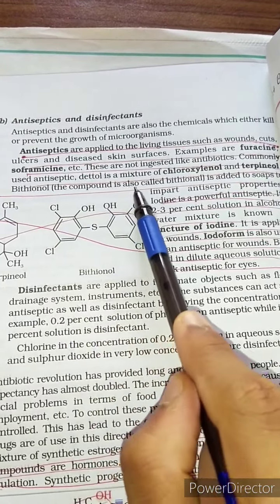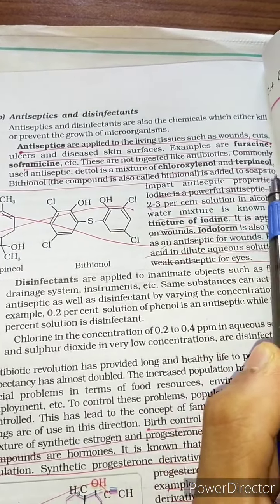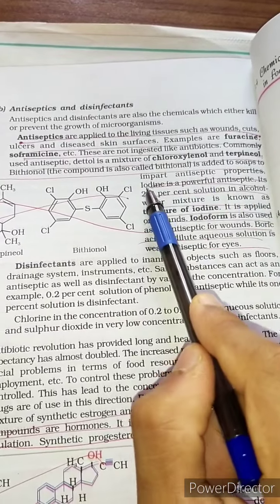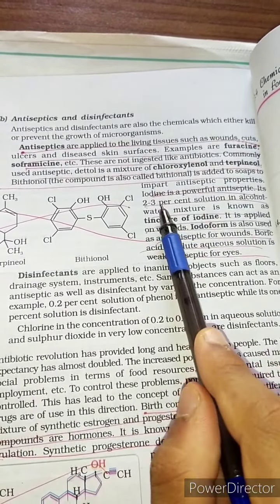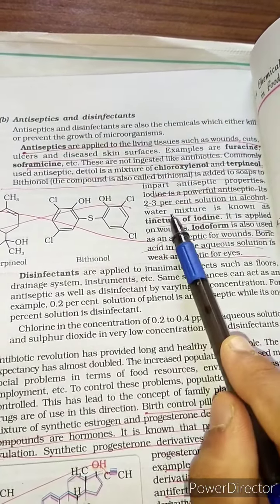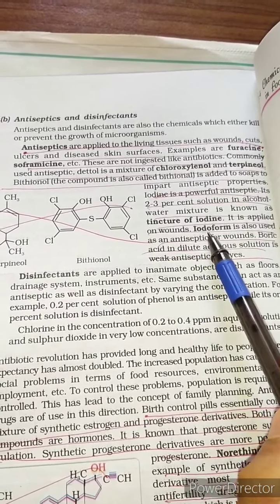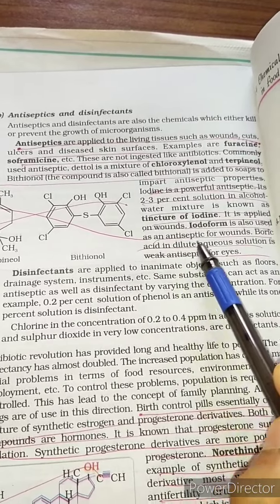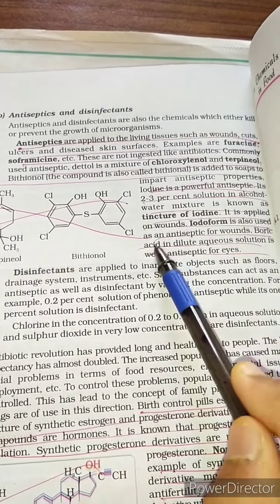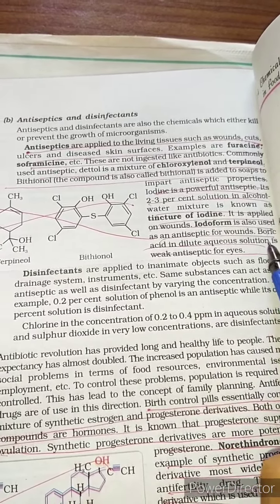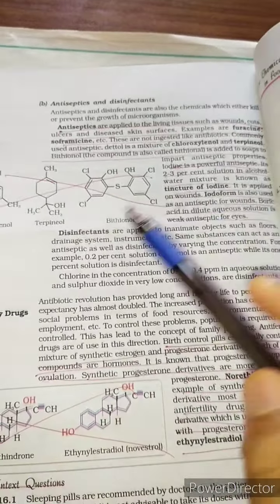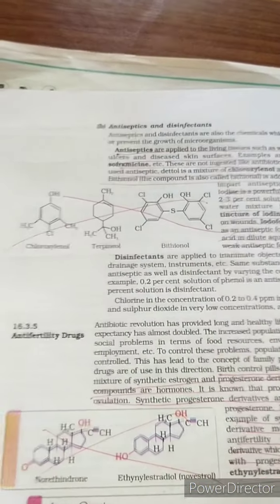Bithionol is added to soaps to impart antiseptic properties. Iodine is a powerful antiseptic. A 2 to 3% solution of iodine in alcohol-water mixture is known as tincture of iodine. It is applied on wounds. Iodoform is also used as an antiseptic for wounds, and boric acid in dilute aqueous solution is a weak antiseptic for eyes.